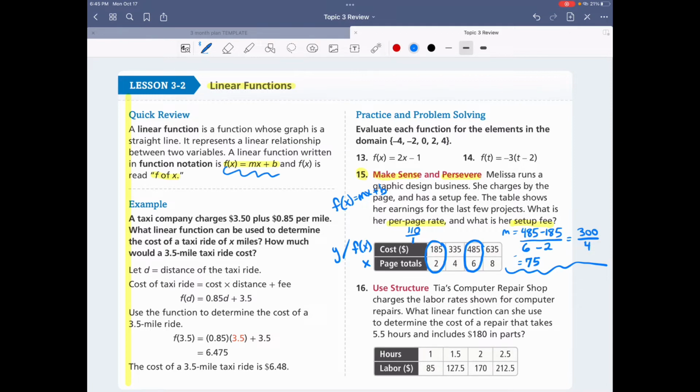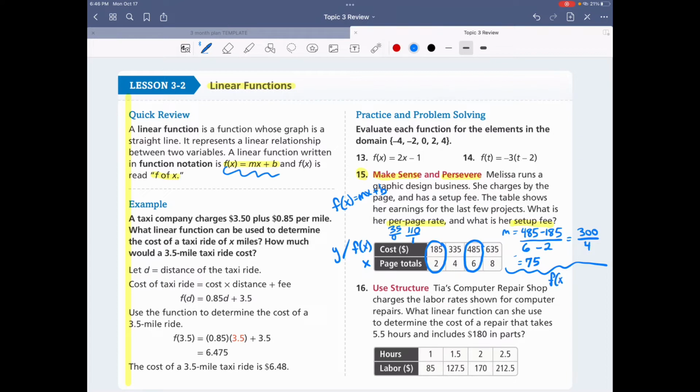Subtract 75 again, and let me think. I think you get 35. So for 0 pages, just to set it up, it's $35. That's my b, because I subtracted 75 each time. So if you added rows or columns to the table, you could get backwards to 0. That works when we have nice numbers like this.